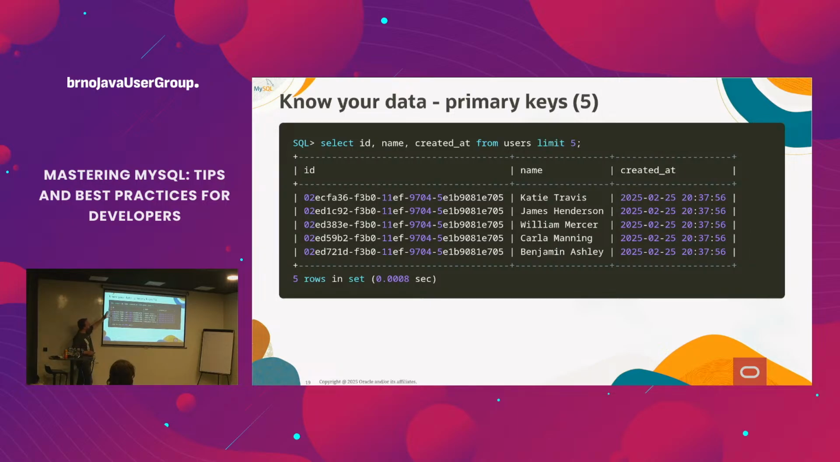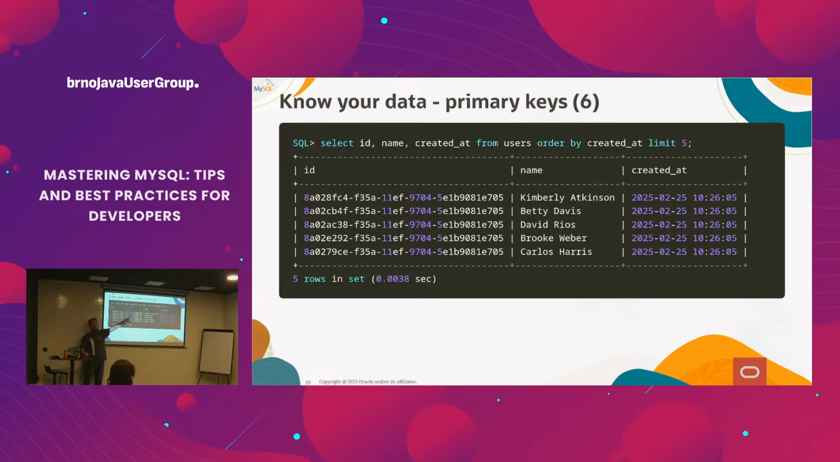So here I do select of the ID, name, created, limit 5. So what are these 5 records? These 5 records are the first ones that we find in the table space. So if we scan the full table, the first 5 records start with Katie, and the 5th one is Benjamin, right? Now I will order by the creation, so the first one that has been inserted in the table. And what we can see here, they are not the same.